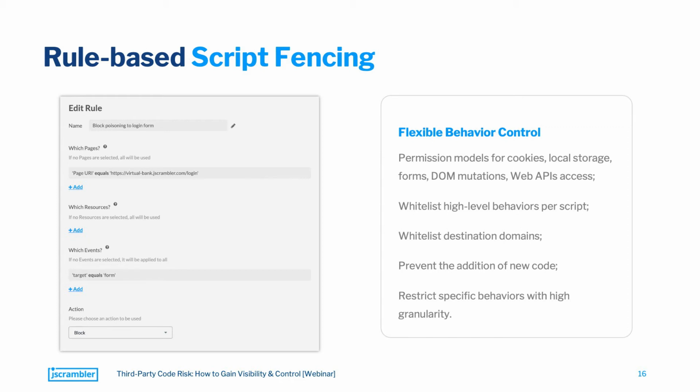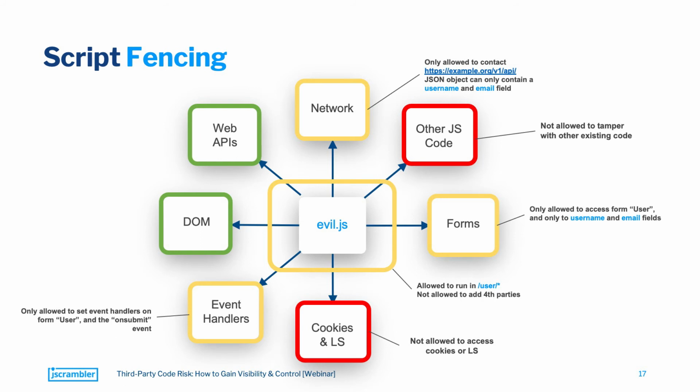Another example is the one we see on the left here. So in our login page, if any script has a target that equals form, it will be blocked. This is especially useful to prevent any script from retrieving users' credentials. When we boil this all down, script fencing is the most effective answer to third-party code risk. So while CSP only addresses the network components and can only completely allow or disallow a script or domain, with script fencing we have full control, both through high-level rules and high granularity rules that look for specific behaviors.